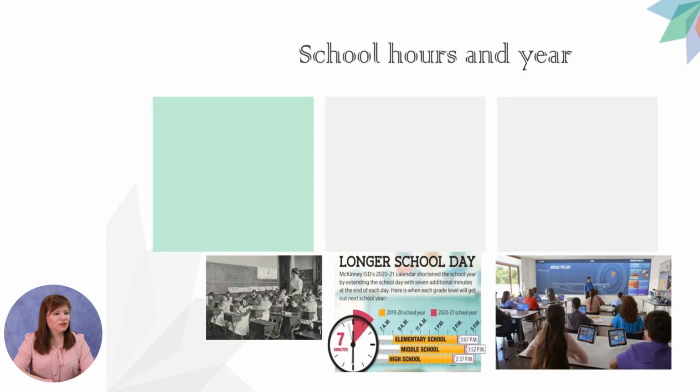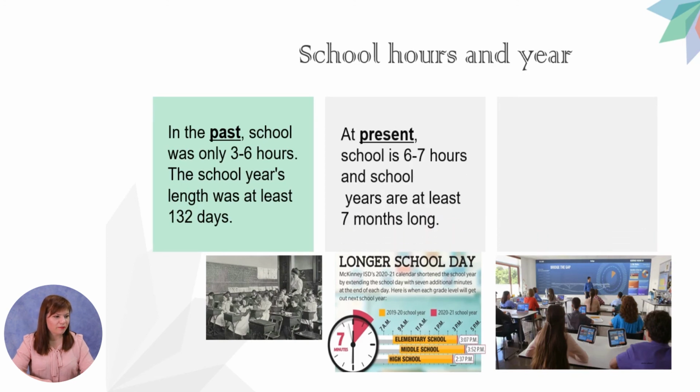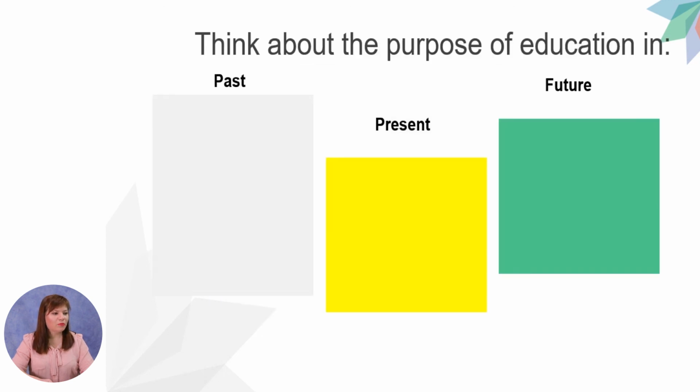If we refer to school hours and years, in the past school was only 6 hours. The school year's length was at least 132 days. At present, school is 6 to 7 hours and school years are at least 7 months long. In the future, school might end whenever you have finished all the work you were told to do for the day. The school year might be 6 months long. Think about the purpose of education in these 3 periods.